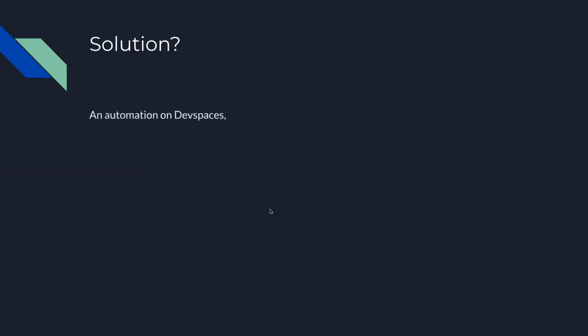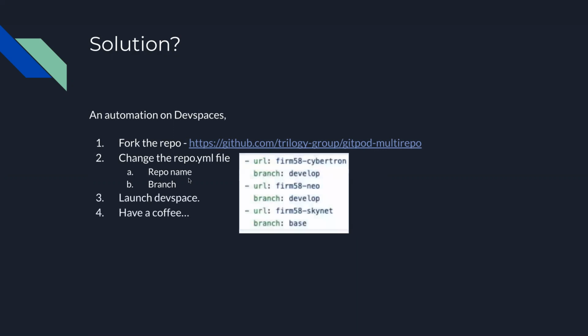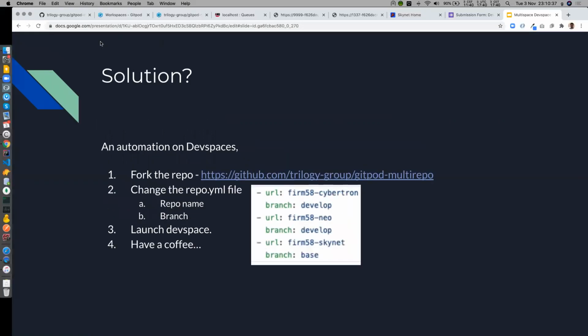The solution is that I wrote an automation on Devspaces, and it is present in this Git repository. What it does is I have created a repo.yaml file in it, and you can provide your repository names and the branches that you're working on. Once you have done the configuration of the repo YAML, you can just launch DevSpaces. Now let's see what it does.